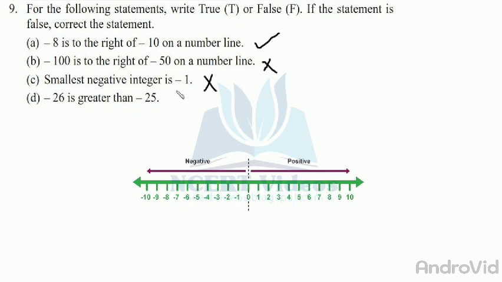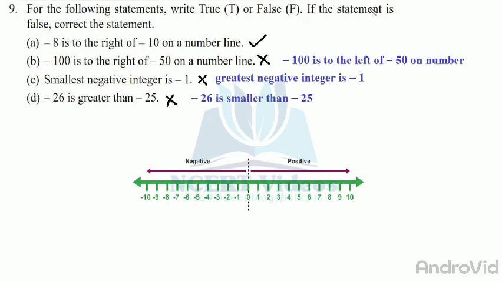Then D part, minus 26 is greater than minus 25. Well, this is again false because minus 26 is here and minus 25 is here. That means minus 25 is greater than minus 26. This is your false again. We will cross it. And now what we have to do is we have to rectify or correct the statements which are false. So we can see here, we have discussed earlier, minus 100 is towards left of minus 50 on the number line.